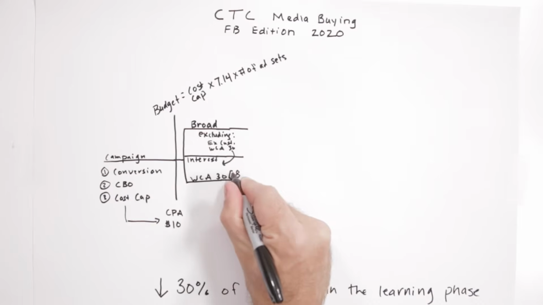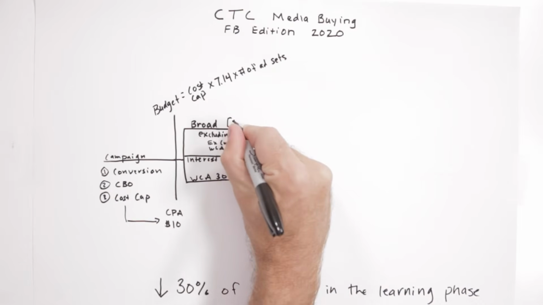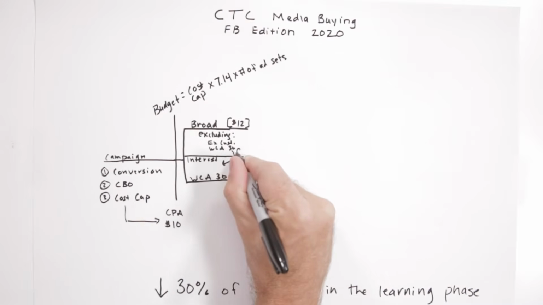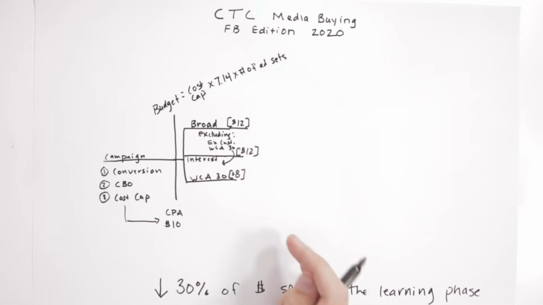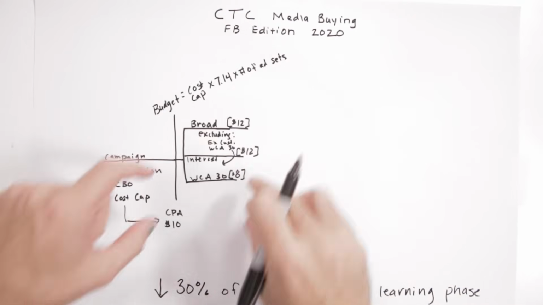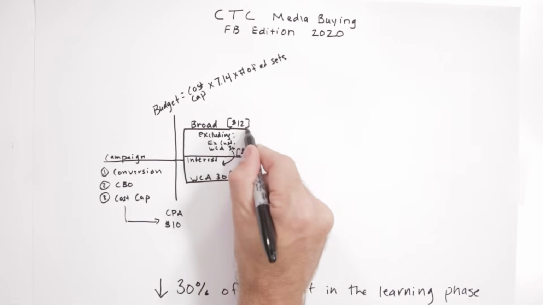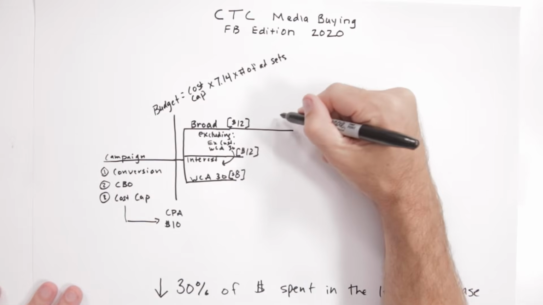So if I set this at something like $8, I'm going to set this at something like $12. This is going to help to ensure that the delivery doesn't get over-indexed in one area, okay? So we're going to set those cost caps to average out to our CPA target for the whole campaign. It's really important. So then, that's how we sort of set up the ad set level.